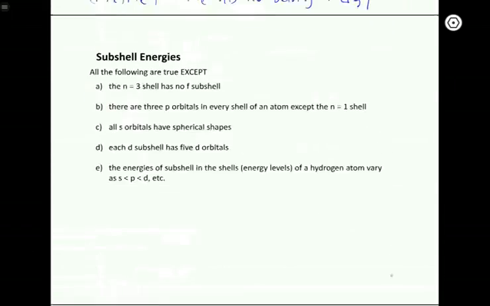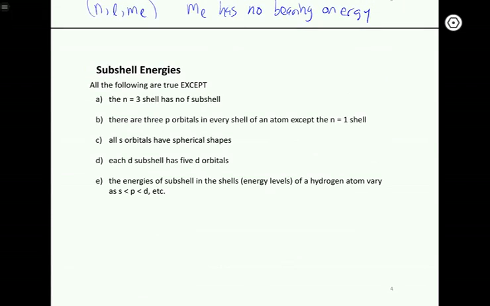Finally, one more question about subshells, which again has to do with their energies and also some rules about quantum numbers. So we're again looking for the false statement. All the following are true except. We have 5 choices here, and we have to find the false one. The first one, A, the n equals 3 shell has no f subshell.